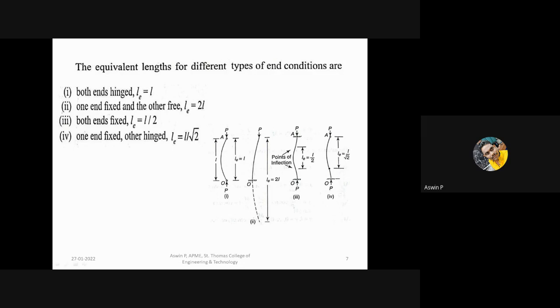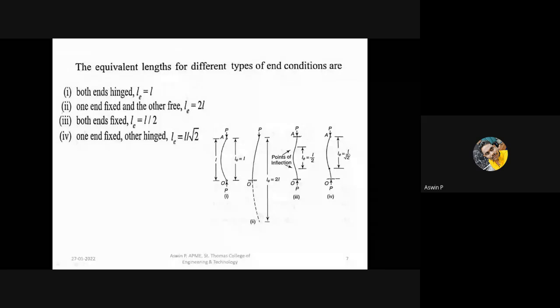And one end fixed and one end free means LE is equal to 2L. So this length will become 2L. And if both ends are fixed, LE will become L by 2. If one end is fixed and the other end is hinged, then the equation will become L by root 2, or 0.7 L. We have mentioned it as 0.7 L.